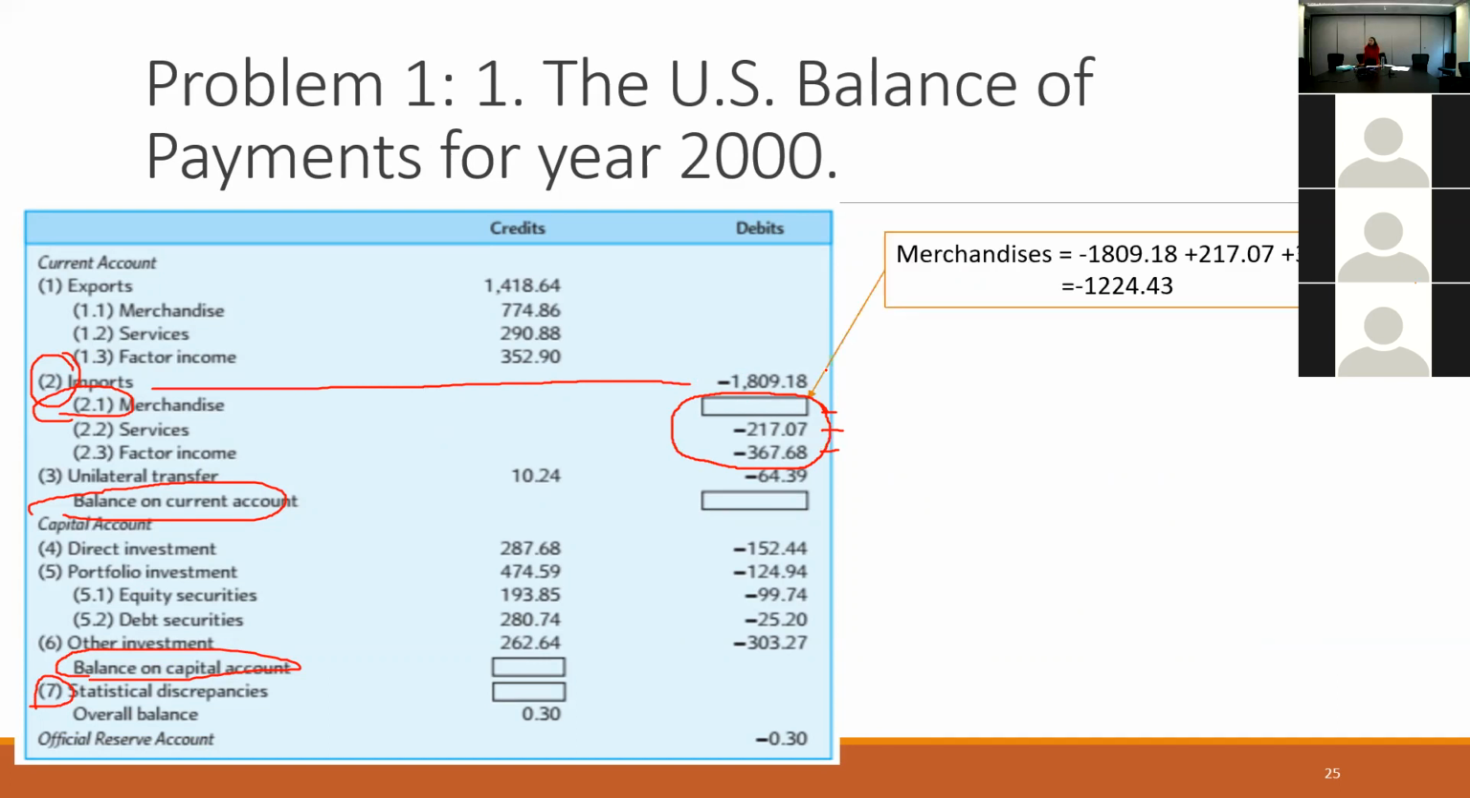So if I want to work out the value of imported merchandise for the US in 2000, then I will take the total sum, which is minus 1,800, minus the 2 other categories. Because I'm minusing a negative number, it becomes a positive, right? So this exercise gives me a number of minus 1,200 something, yeah, for imported merchandise in 2000.